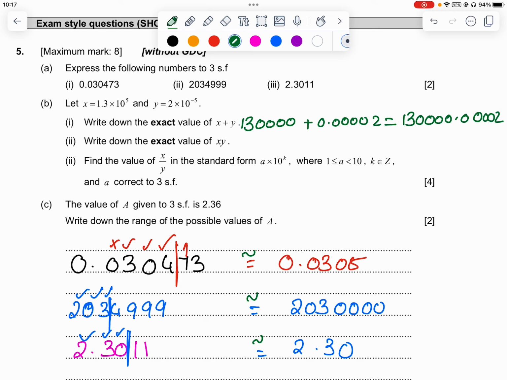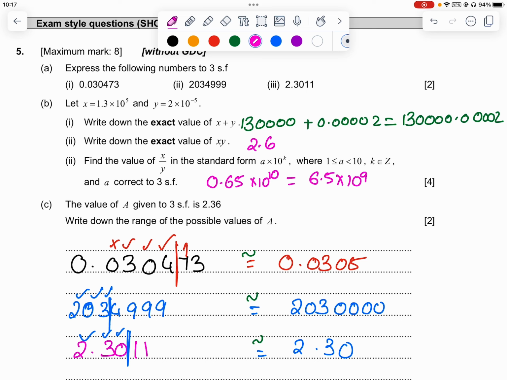Next, write down the value of xy. X times y, when I multiply it out, directly I'm writing it out, you should be getting 2.6. X divided by y in three significant figures. It is 0.65 times 10 to the power of 10, or else 6.5 times 10 to the power of 9.